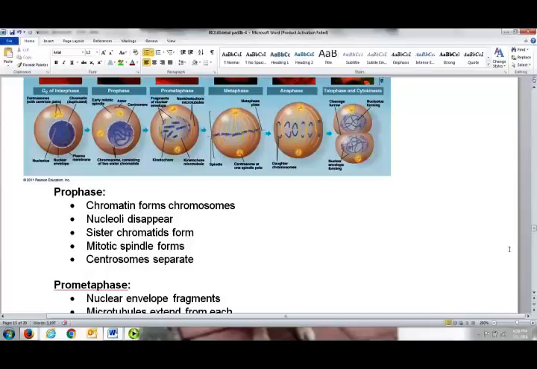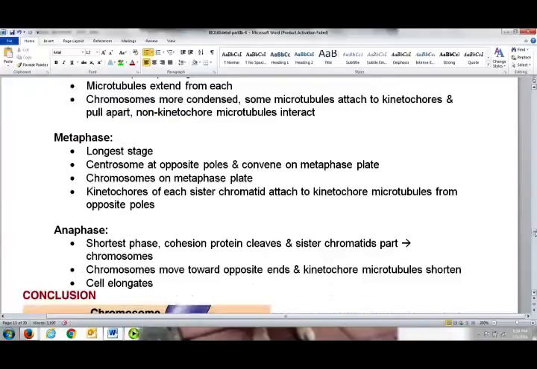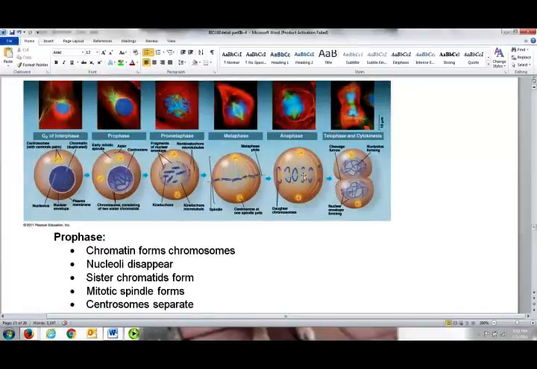In anaphase, the sister chromatids are going to separate. It's the shortest phase. The cohesin protein cleaves, which allows the sister chromatids to separate into chromosomes. The chromosomes are going to move towards the opposite ends, and the kinetochore microtubules will shorten and the cell elongates. So here you can see this happening. It's pulling apart and separating.